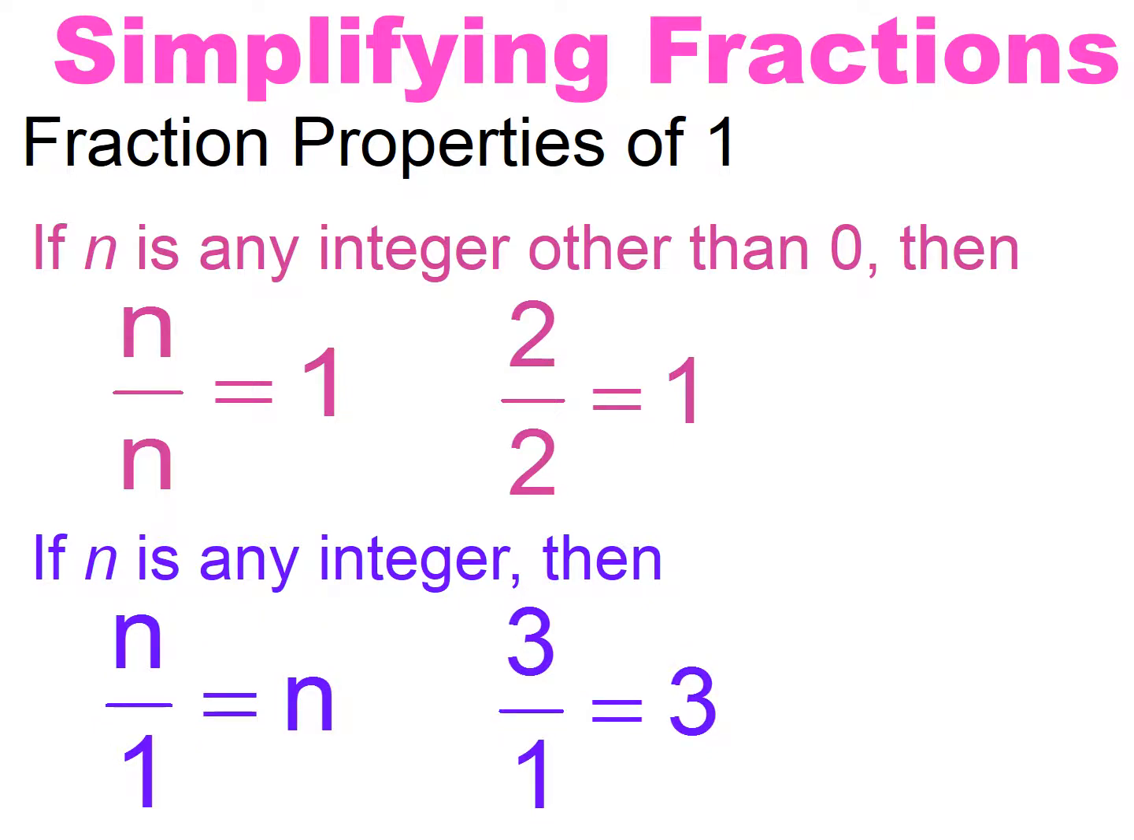The other property of 1 with fractions is if n is any integer, then n over 1 will equal n, or 3 over 1 equals 3, or vice versa. You could have a whole number and you can make it a fraction by putting it over 1.